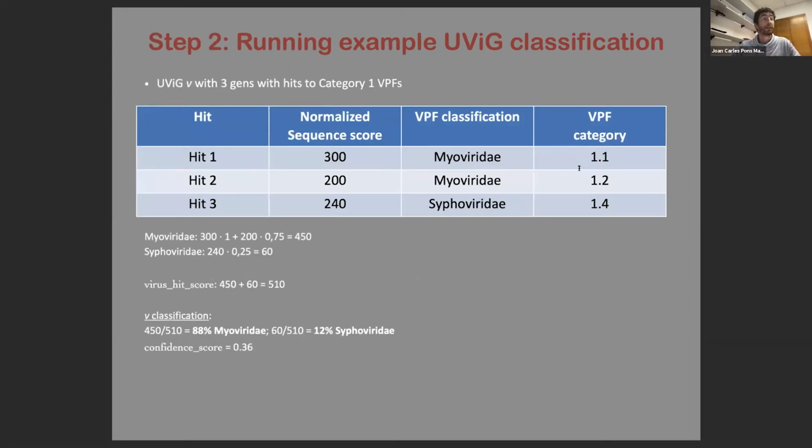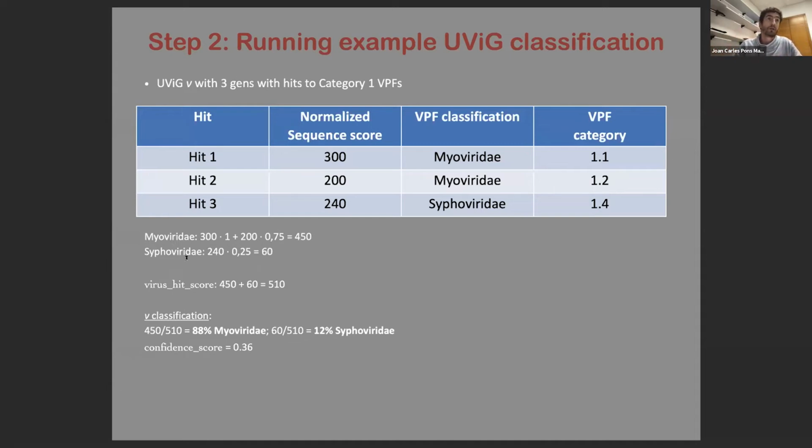For example, if we consider an uncultivated virus with 3 genes with hits to category 1 viral protein families, that is the homogeneous one, classified in step 1. And for instance, if we consider a first hit with normalized sequence score of 300 for the VPF classified as Myoviridae in the category 1.1, another hit in the same classification with a viral protein family of category 1.2, and finally another hit in the classification of Siphoviridae. This is exclusive for the family level in the taxonomy.